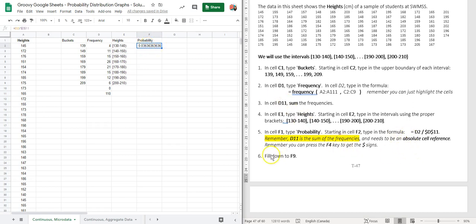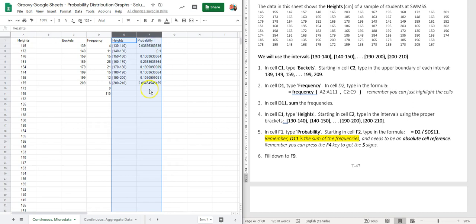And then you can fill that down to F9. By making that an absolute reference, when you fill down, the frequencies change as the cells go down, but the total always stays at D11. So these are the two columns that we're going to be making a graph of now.